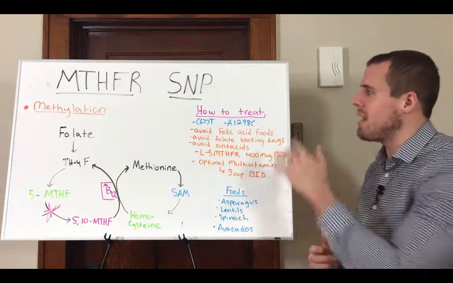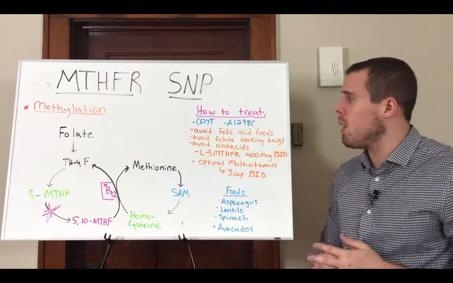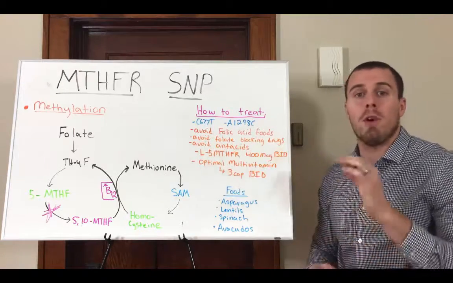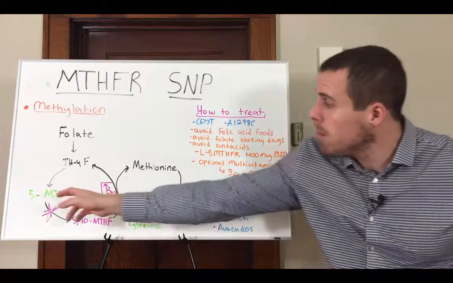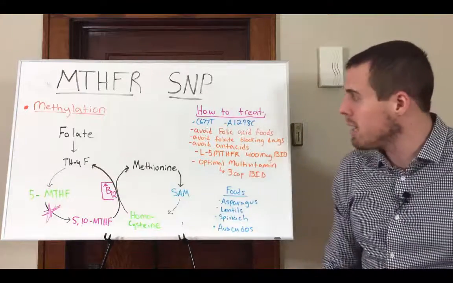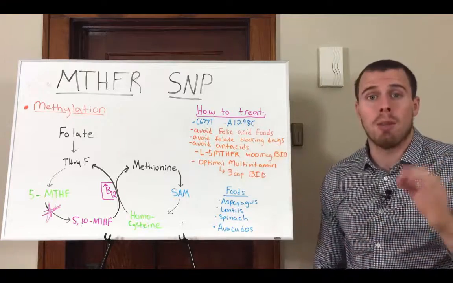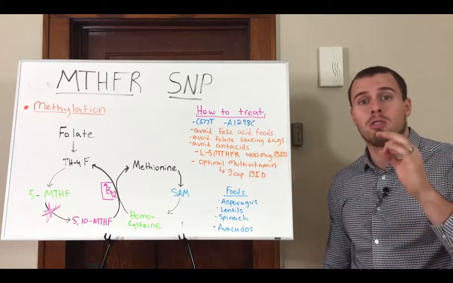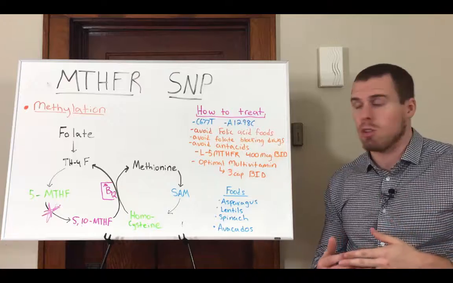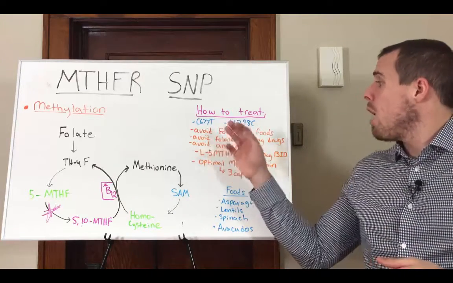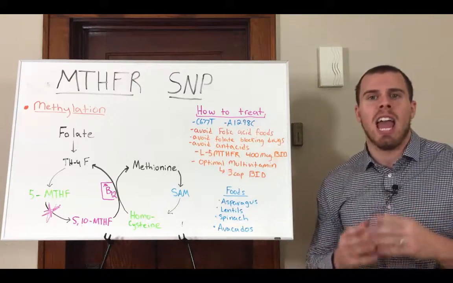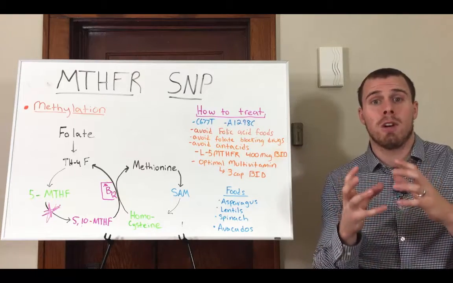So if we do have these two SNPs that I talked about, we want to avoid folic acid foods because we're not going to be able to convert that folic acid anymore. We want to avoid folate-blocking drugs such as methotrexate or birth control pills. We also want to avoid antacids, because antacids interfere with the conversion and absorption of B12.